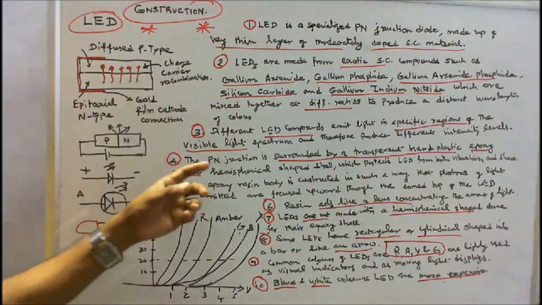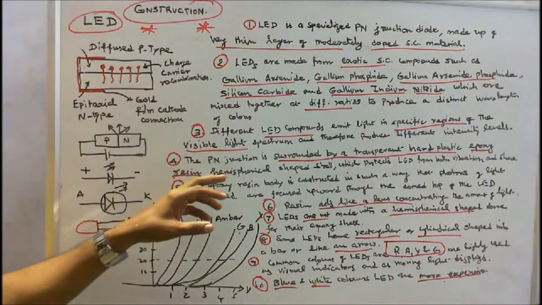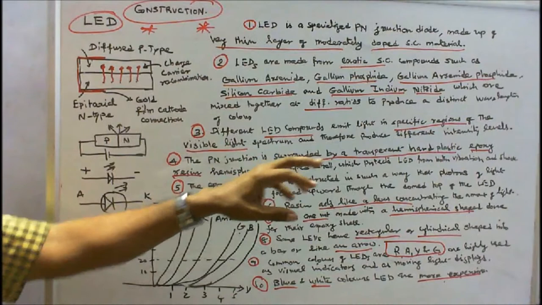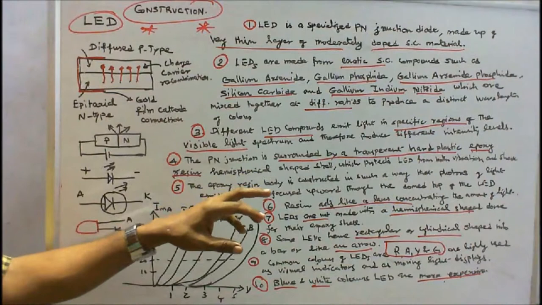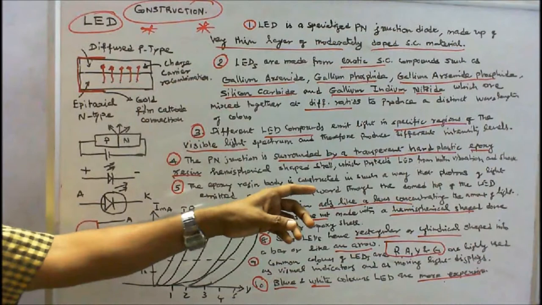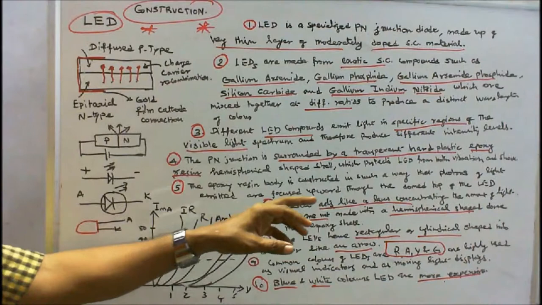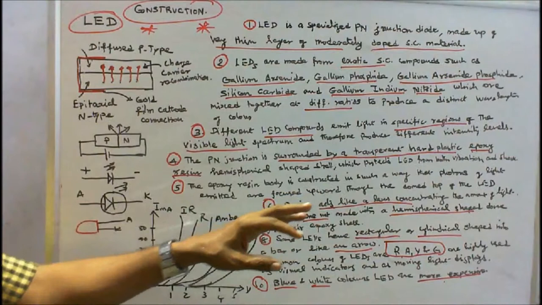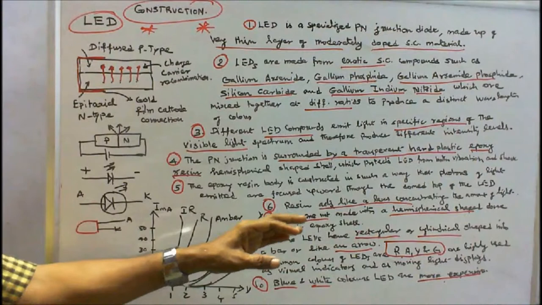The PN junction is surrounded by a transparent hard plastic epoxy resin, a hemispherical shaped shell, which protects the LED from both vibration and shock. The epoxy resin body is constructed in such a way that the photons of light emitted are focused upward through the domed top of the LED. The resin acts like a lens, concentrating the amount of light. LEDs are not always made with a hemispherical shaped dome for their epoxy shell. Some LEDs are rectangular or cylindrical, shaped like a bar or an arrow.